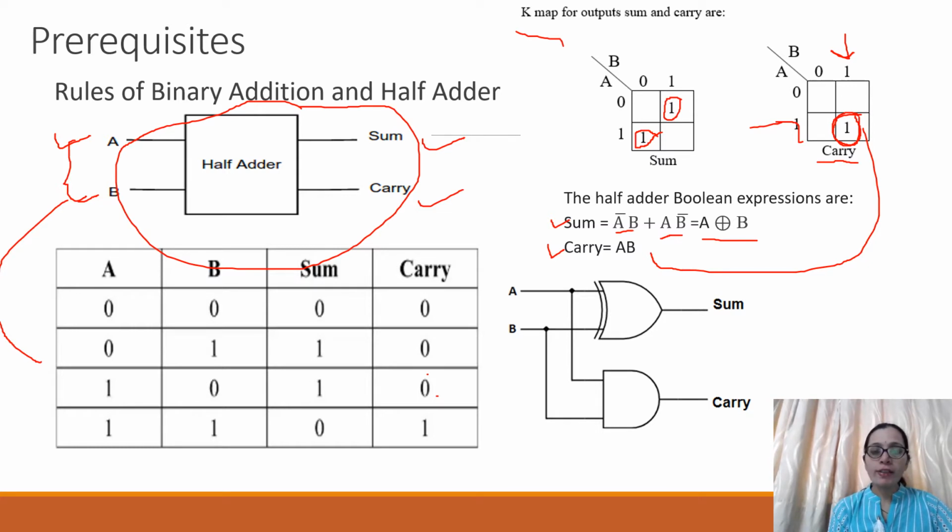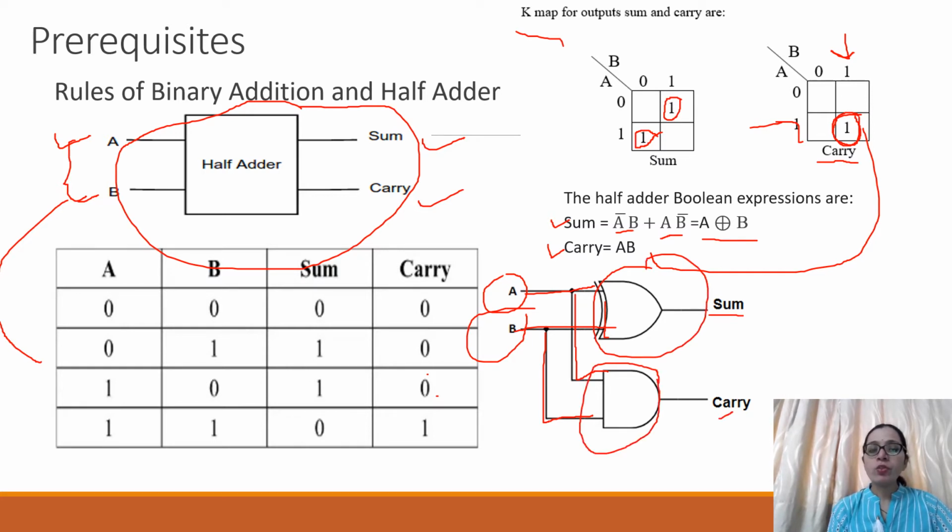So how is the realization drawn? Two gates are required, one XOR gate and one AND gate, and the common inputs A and B are shown. This A is given to sum and the same A is given to carry also, that is, to the XOR gate and to the AND gate. Similarly, B is given to the XOR gate and B is also given to the AND gate, and two outputs are obtained: sum as A XOR B and carry as A AND B. So this is how the half adder is designed.